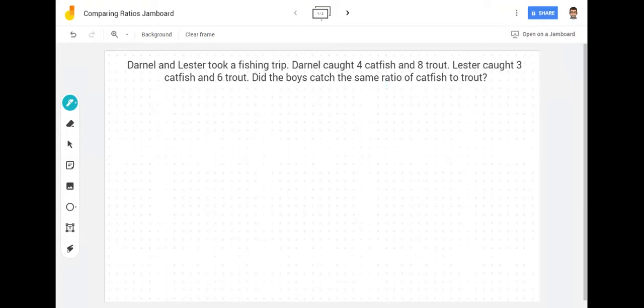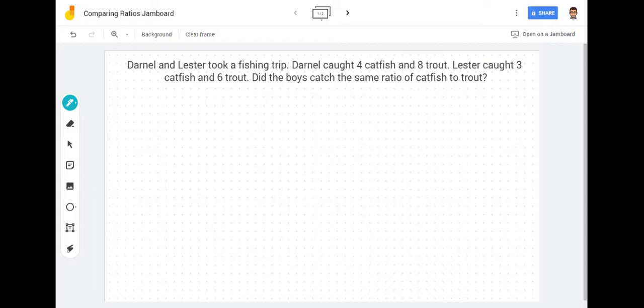Today we're going to be looking at comparing ratios. And the thing with comparing ratios is we have to remember that we can scale up or we can scale down ratios, and we have to have something in common between the ratios we're working with. So to see an example of that, let's look at this problem that we have.